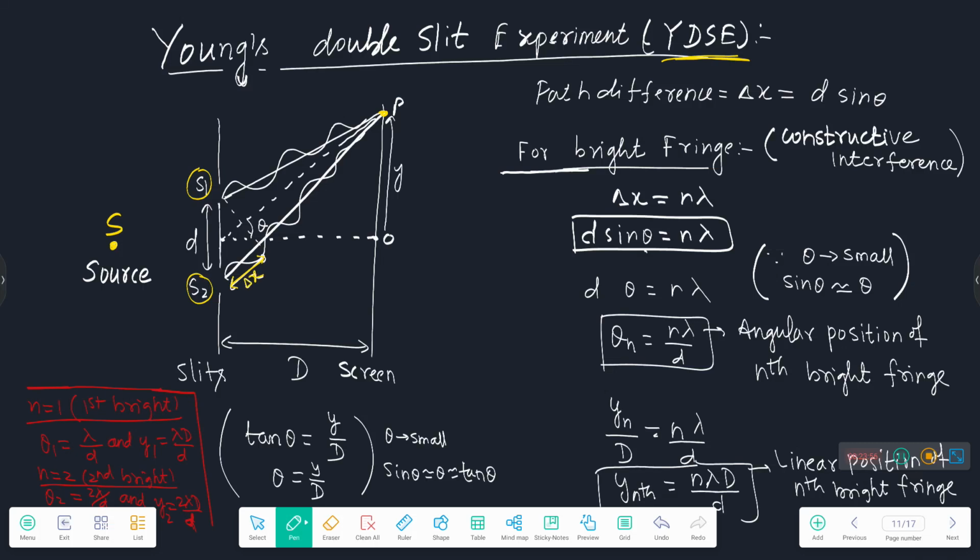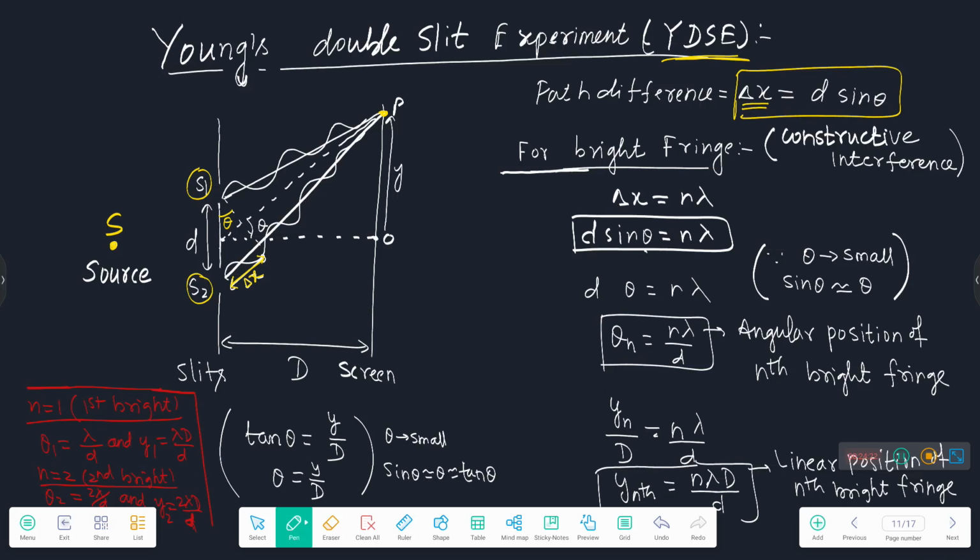From this configuration, if I calculate delta x, it comes out to be d sin theta. Delta x is the path difference between the two waves. If there is a path difference, then a phase difference will come. Only then will interference happen, and we will see constructive and destructive interference as bright or dark fringes.